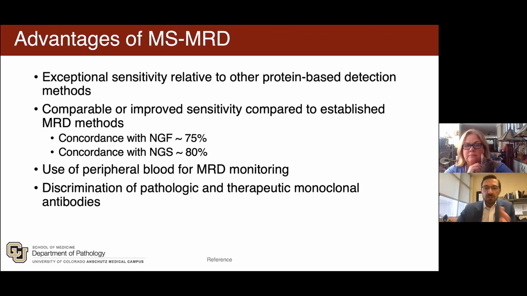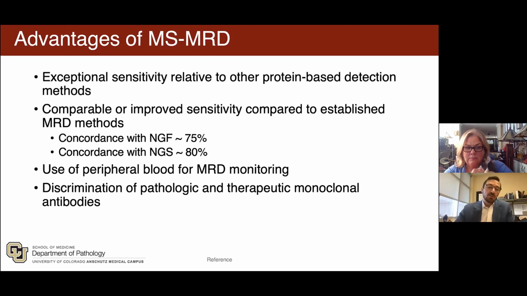So the general advantages for mass spectrometry-based minimal residual disease is that there's exceptional sensitivity compared to other protein-based methods. And there's comparable, if not improved, sensitivity compared to these other methods for minimal residual disease, next generation flow, next generation sequencing. Again, I showed you one piece of data earlier about how next generation sequencing and mass spectrometry were actually very complementary. The key here is that you can use blood instead of bone marrow to monitor for disease.